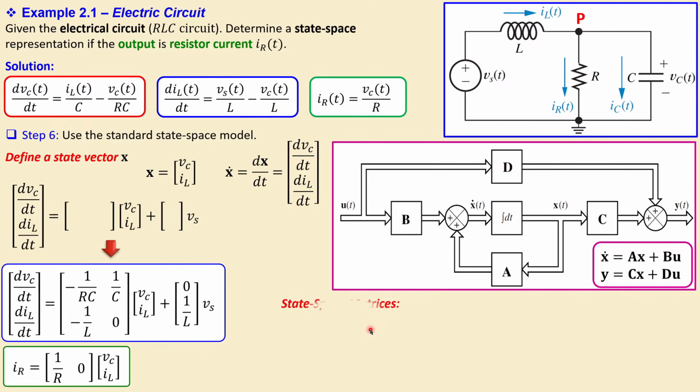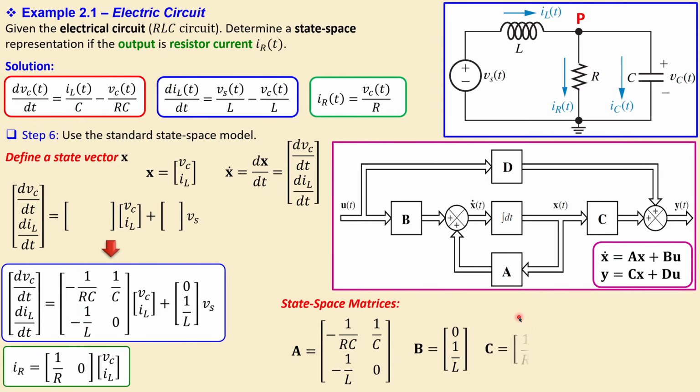Okay, so D is 0. Now, state space matrices altogether: A here, again, this is the system matrix, and B here, that is our input matrix, and C is our output matrix, and there is no D because there is no direct transfer from input to output. Okay, this is then for this example 2.1 about an electric circuit.